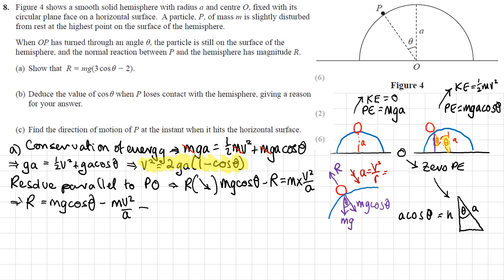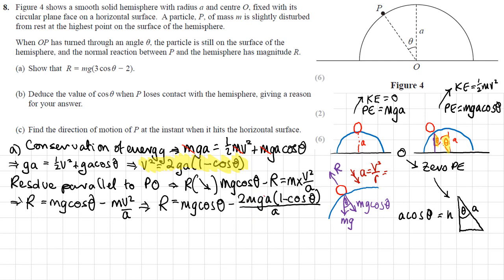And now I'm going to substitute in what I've got for v squared up here, and that will give me R is equal to mg cos theta minus, and then multiplying this by m, that's my v squared, that will give me 2mga times this 1 minus cos theta, and that's over a. So I've just substituted in this for v squared here.